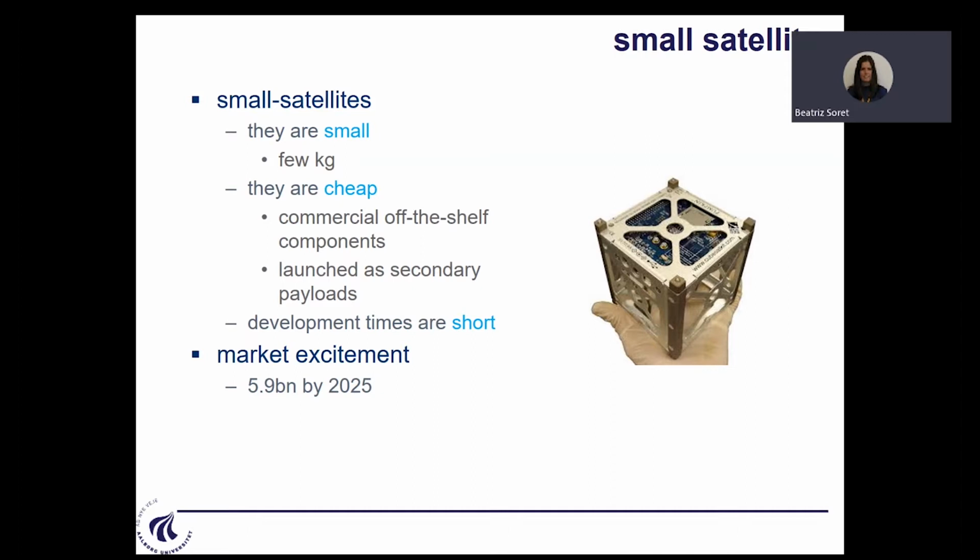And another interesting feature is that the development times are short. So in 1-2 years, maybe you go from the requirements and the design to the satellite that is flying and up and running. And this means that your technology will not be obsolete very fast, like it happens with traditional big satellites, where the development times can be several years. So for all these reasons, there is a lot of market excitement, and also now 3GPP is very excited about satellites, and they want to integrate them in 5G.